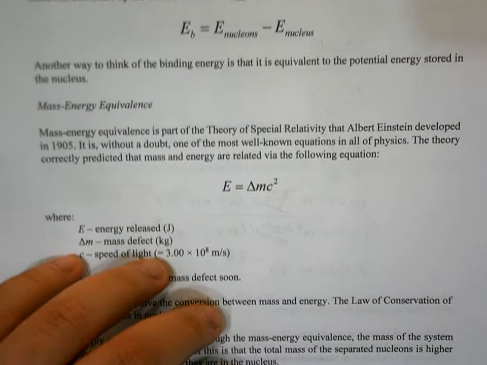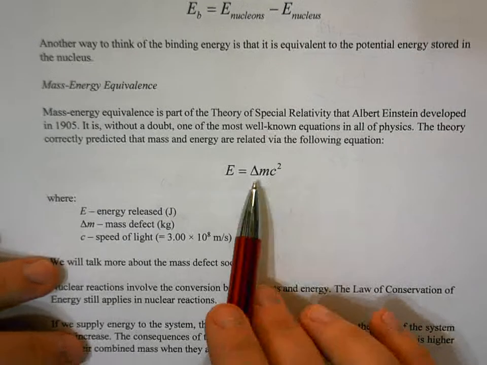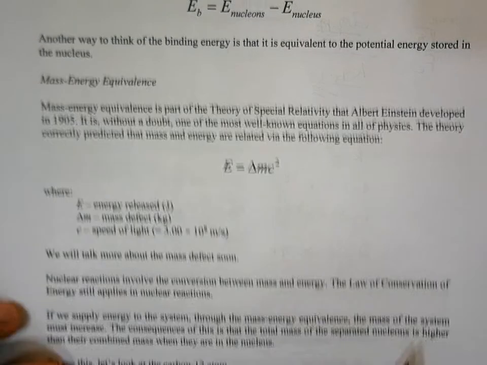Now, in 1905, Albert Einstein proposed the mass-energy equivalence. So this is the equation that probably every single person knows from childhood. They might not know what it means, but they've certainly seen it. They see this E equals mc squared. We have this little delta m. We're going to explain that.